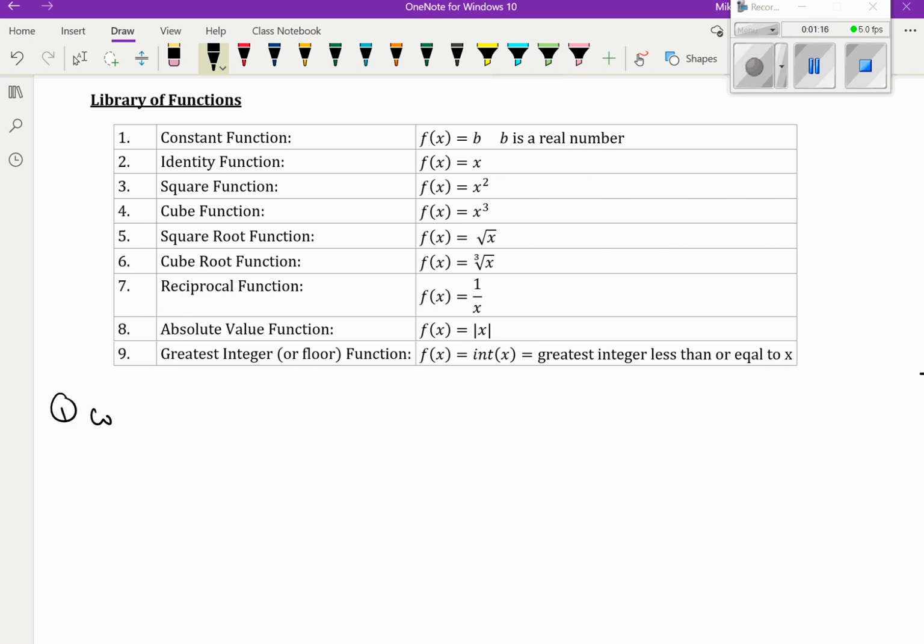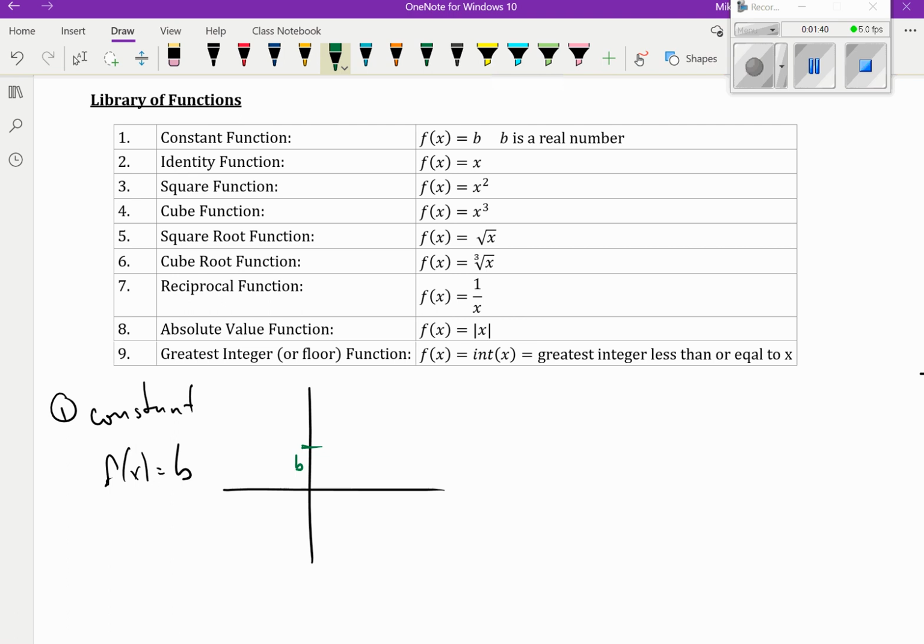So on number 1, we've got the constant function. On this one, f of x equals b, where b is just some real number. When we take a look at this graph, let's let b be this value. If you remember back in slope-intercept form, b is our y-intercept. So let's let b be the value where we cross the y-axis.